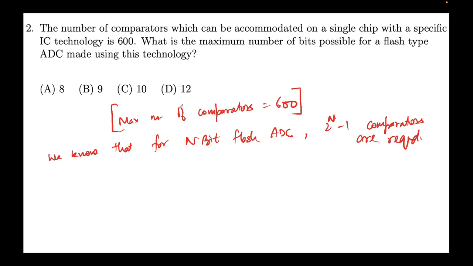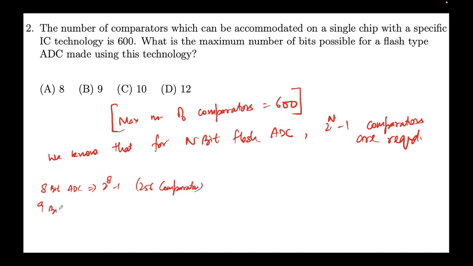Okay, so one option is that you can directly check the options. Let's say if you check the 8-bit option, for an 8-bit ADC you require 2^8 minus 1. 2^8 is 256, so 255 comparators, which will work because we have 600, right?